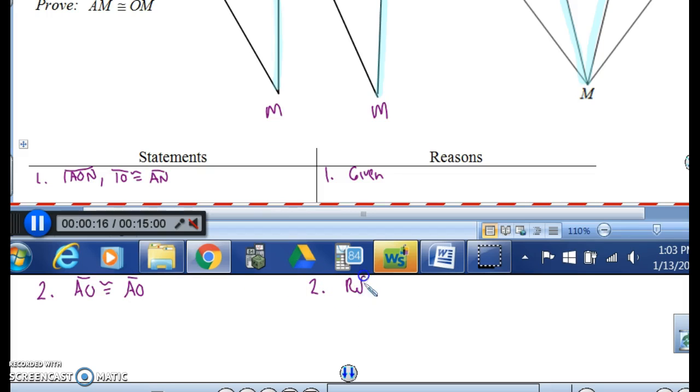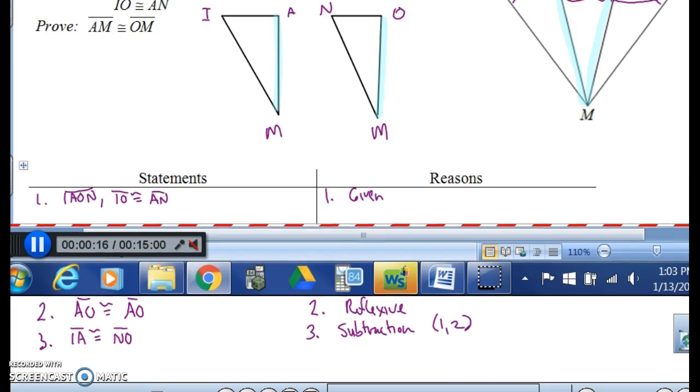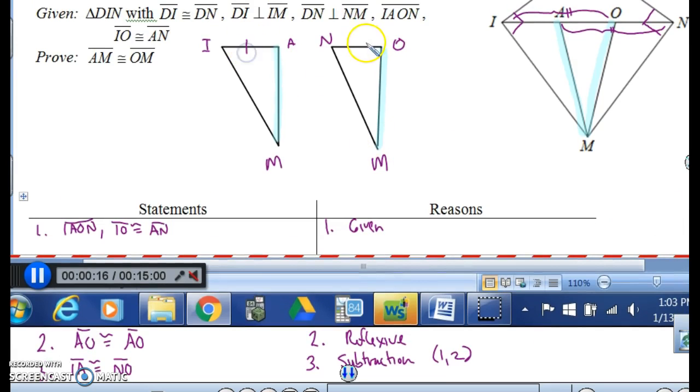And that's by reflexive, and I did that so that I can take IO and subtract AO, and AN and subtract AO, and I end up with IA is congruent to NO using subtraction on numbers 1 and 2. So I have now proved this side is congruent to this side. I've used this given. So I've got a pair of sides.